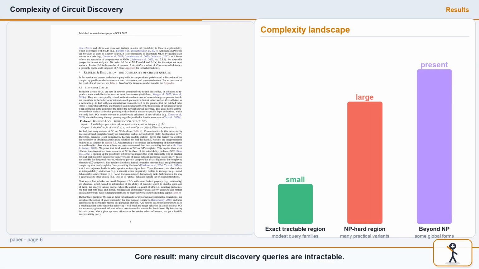Core result: many circuit discovery queries are intractable. They prove NP-hardness and even higher hierarchy hardness for variants of practical interest. So exact scalable discovery is often not expected in the worst case.